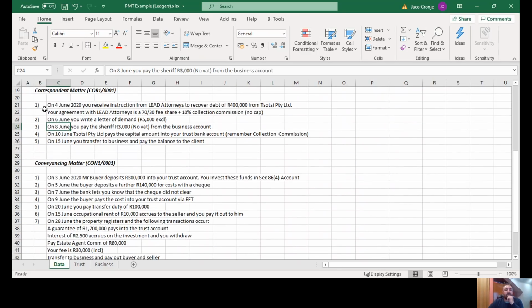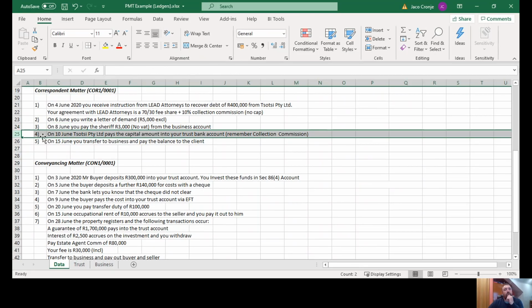Okay, then let's get back to our data. On the 10th of June, Toti Pty Limited pays the capital amount into your trust bank account. Now I said they remember collection commission. Okay, so this collection commission won't be in the assignment, so you guys need to remember that yourself. So on the 10th of June, we recover the full 400,000. So where will they pay that? Into my trust or my business bank account? And the answer there is definitely trust.